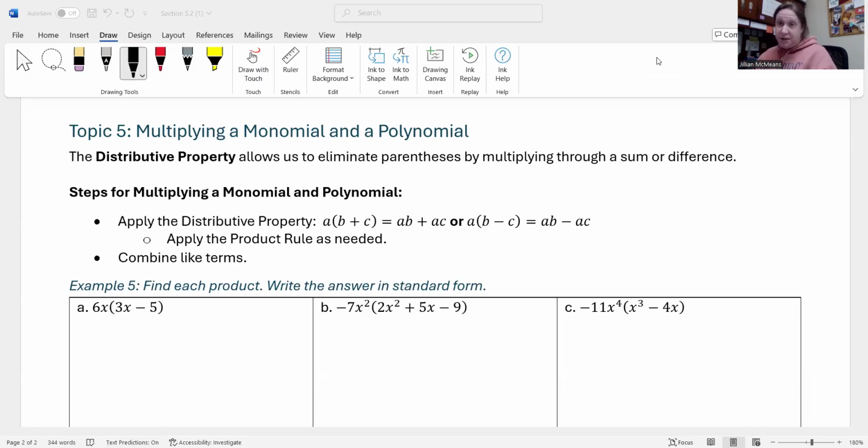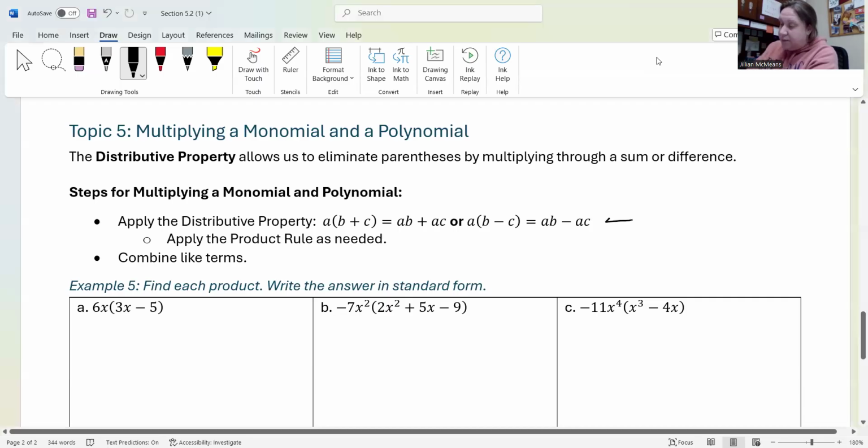Okay, this is going to be the key, the heart and soul of what we're going to do for this topic. So the distributive property allows us to eliminate parentheses by multiplying through a sum or a difference. So remember, that's the purpose of the distributive property. Now, when it comes to actually multiplying a monomial and a polynomial, we need to apply the distributive property. So in case you forgot what it looks like, this is the distributive property symbolically.